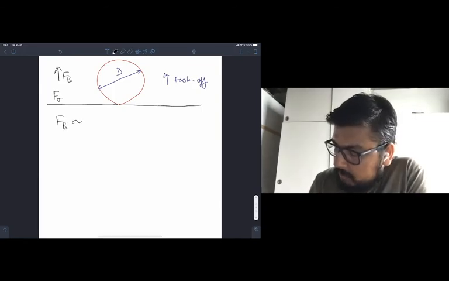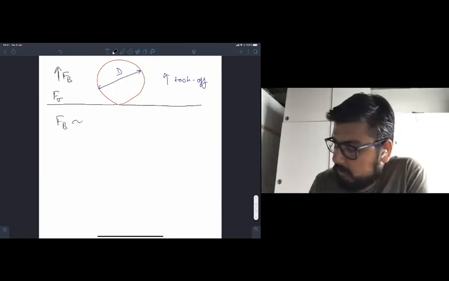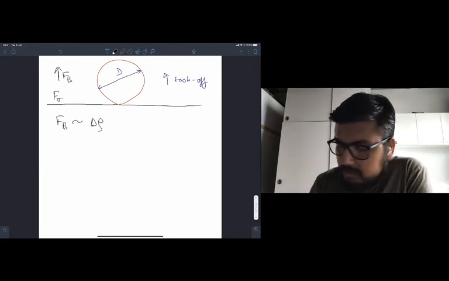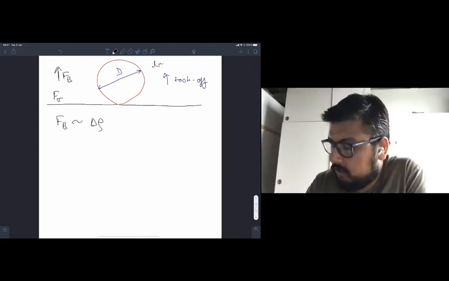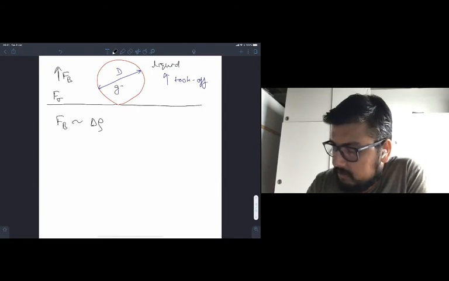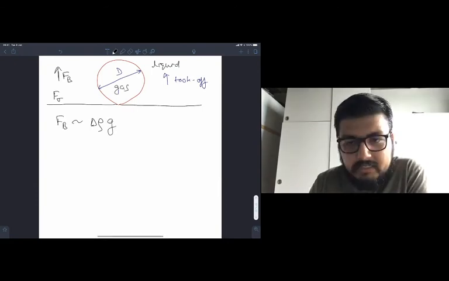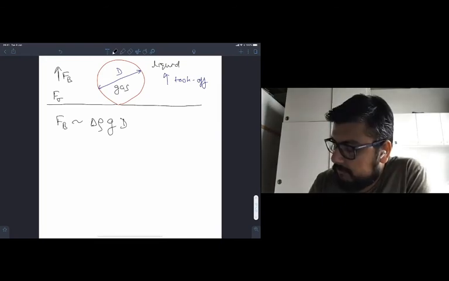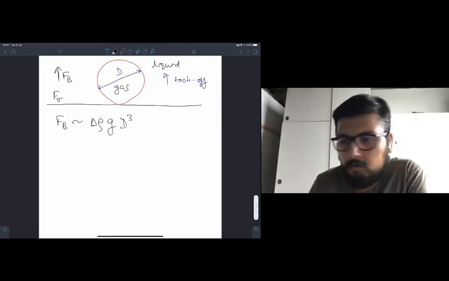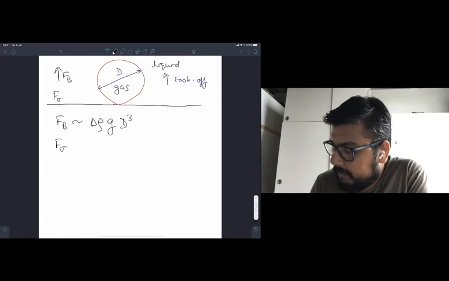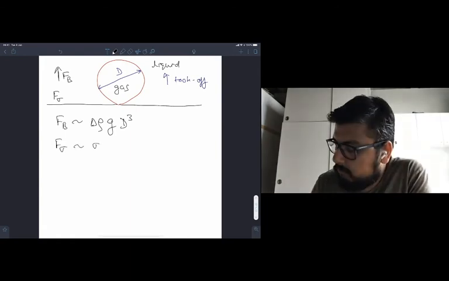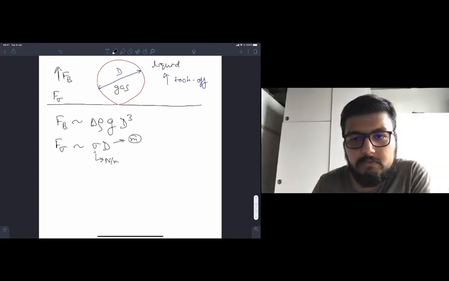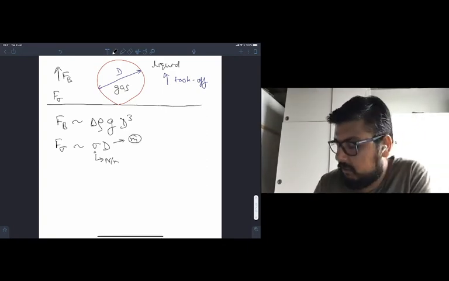So we can imagine that the force of buoyancy is nothing but delta rho, which is the difference in the densities of the liquid and the gas, times acceleration due to gravity, and the volume, which would be a function of d cube. And the surface tension force would be sigma times d. So sigma is the surface tension coefficient, which is Newton per meter, and d is the diameter of the bubble, which is basically in meters.